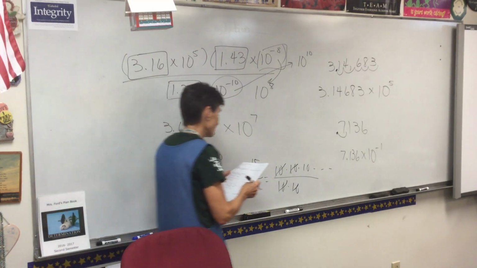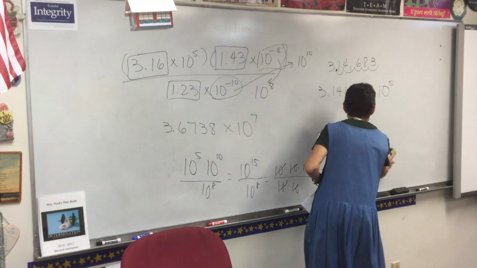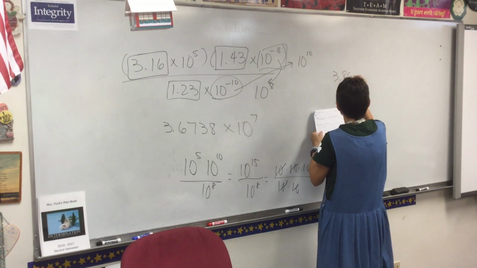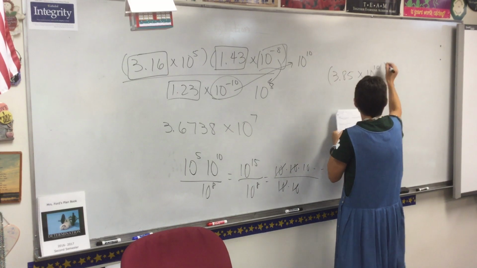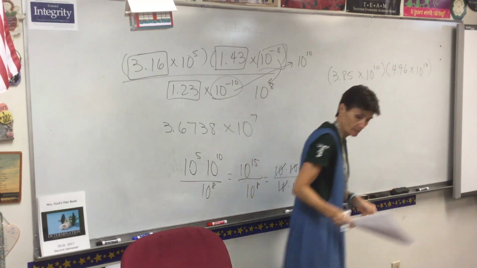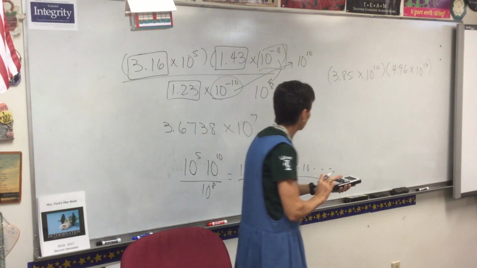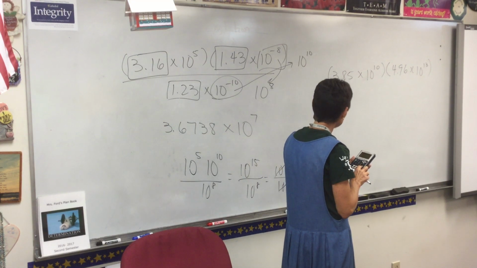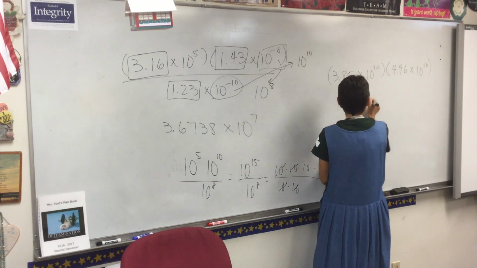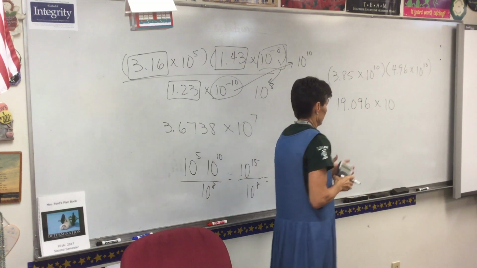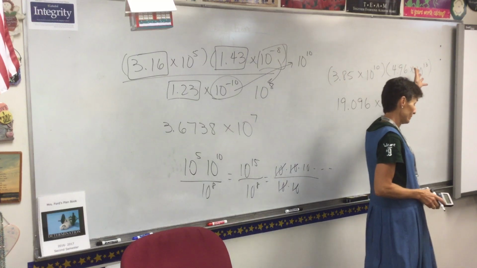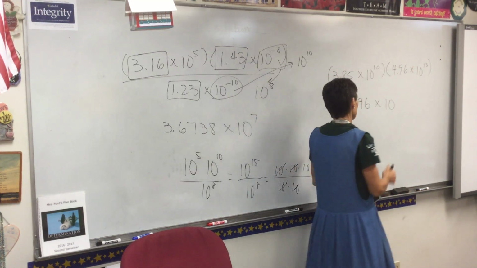Now it can get a little bit more hairy than that. So let's look at the next one. All right, so let's go ahead and multiply our numbers together. So we have 3.85 times 4.96. So I got 19.096. Now these tens are easy. I got 10 of them, and I got 13 of them. 23. So altogether I have 23 tens.